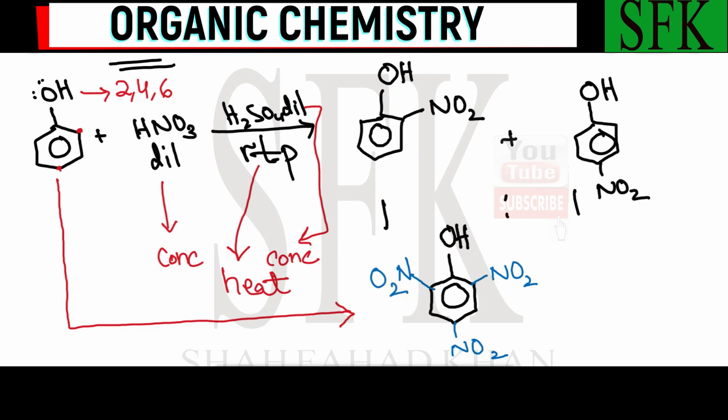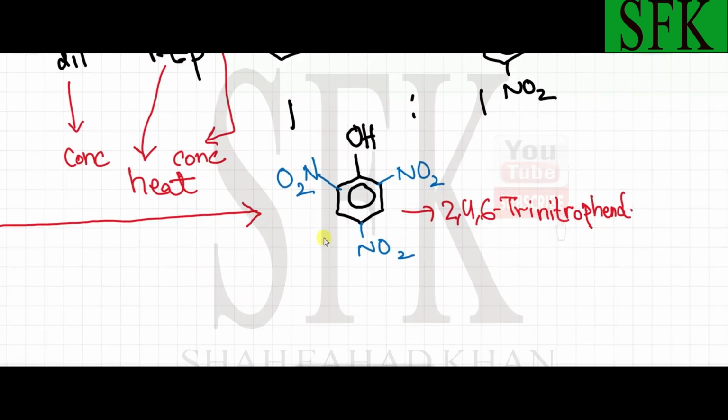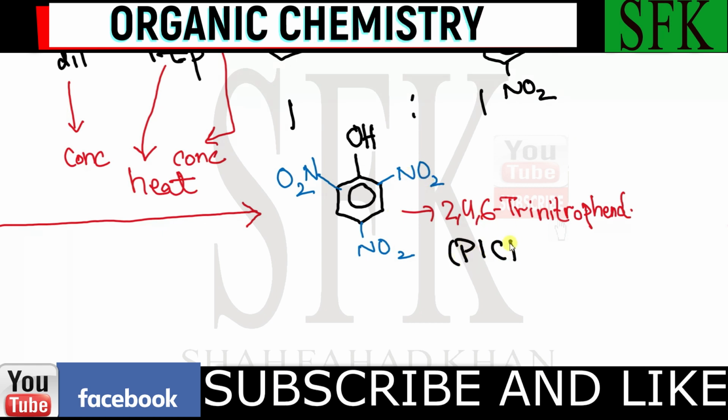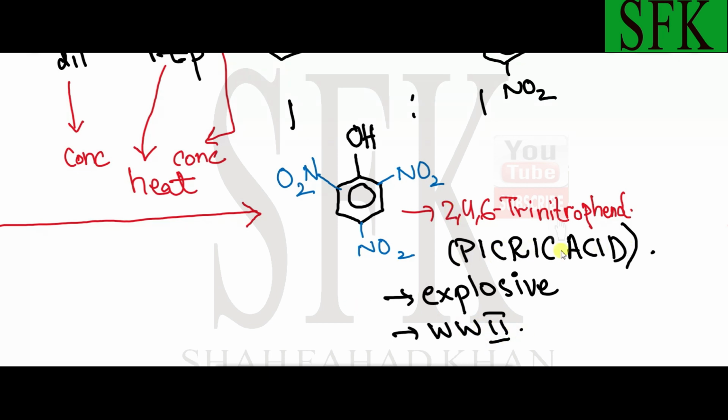If we name it, the name is 2,4,6-trinitrophenol. Okay, let me tell you a bit about this compound. This compound is also called picric acid. It is an explosive compound. Basically, it can be used in bombs, and it was used as an explosive even in World War II.